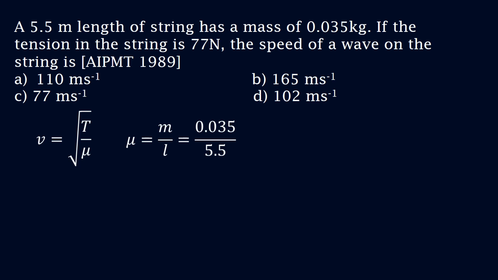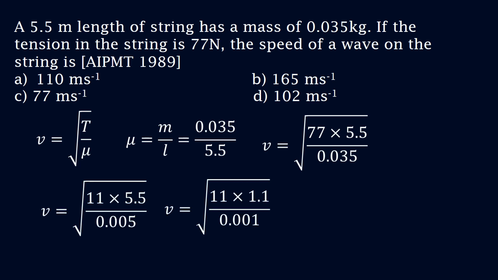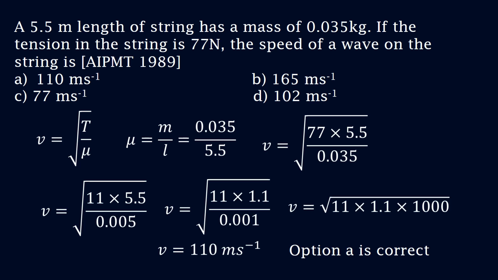On substituting the value of m and L, we get mu is equal to 0.035 upon 5.5. Substituting the value of mu and T in the equation for the velocity, we get V is equal to under root of 77 into 5.5 divided by 0.035. On simplifying it, we get V is equal to 110 meters per second.